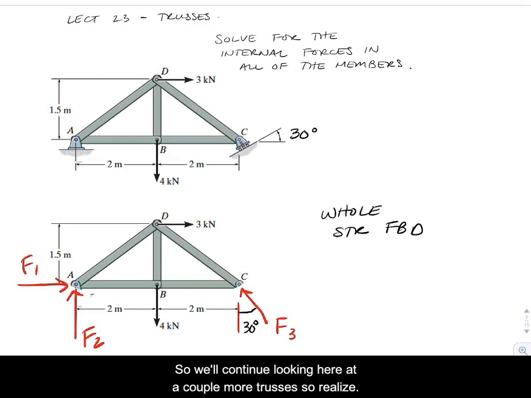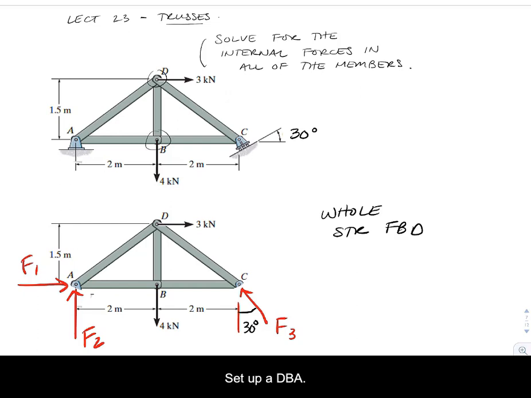So we'll continue looking here at a couple more trusses. Realize what you're asked to do here is solve for the internal forces in all of the members of this truss. So what makes it a truss? You see all the connections are pinned connections, right, up at D, B, A, and C.